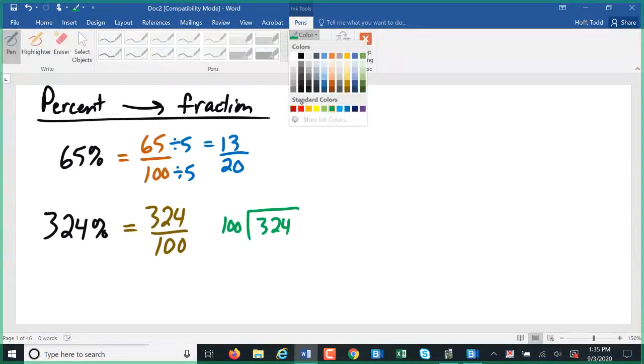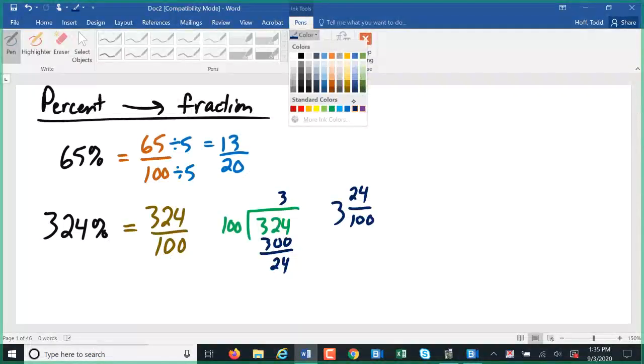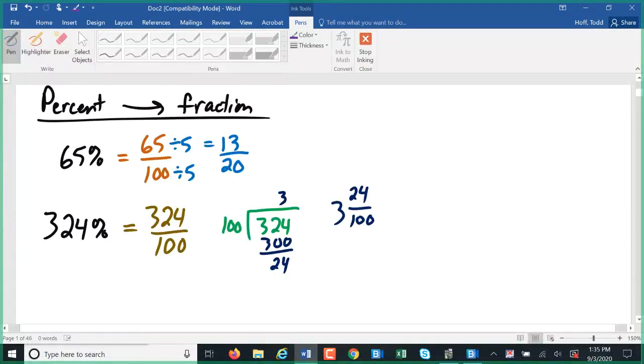Now, I usually do that conversion here before I start to reduce, because dividing by 100 is pretty simple. We know that goes in there 3 times with 24 left over. So this will be 3 and 24/100. Now I'm going to start reducing the fraction portion of that. 24 and 100 both divide by 2, but some of you might see that they both divide by 4. 24 divided by 4 is 6. 100 divided by 4 is 25. And we can't forget the 3 for the whole number. So 3 and 6/25.